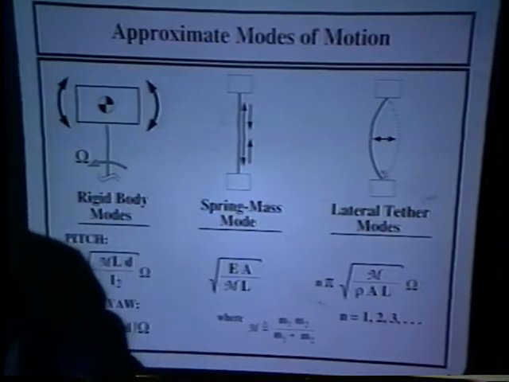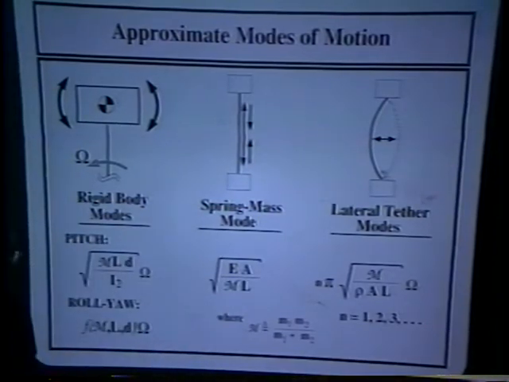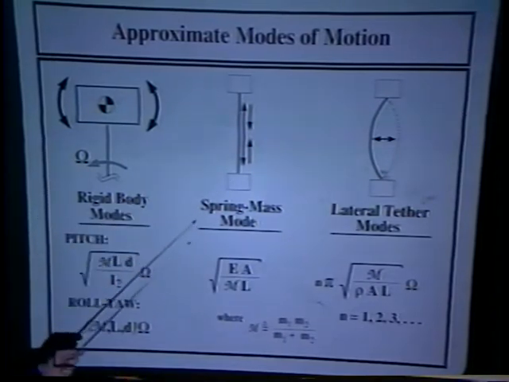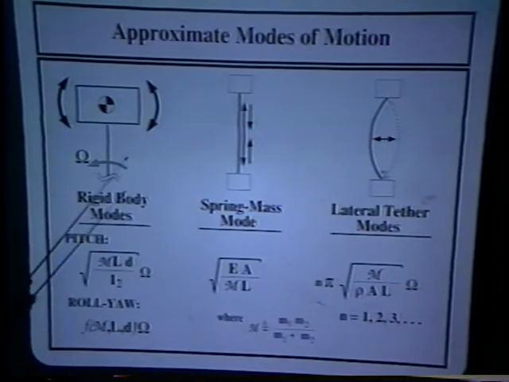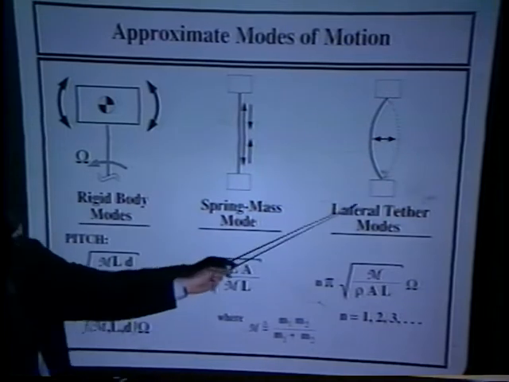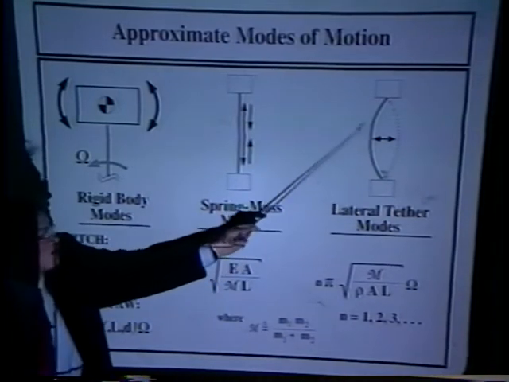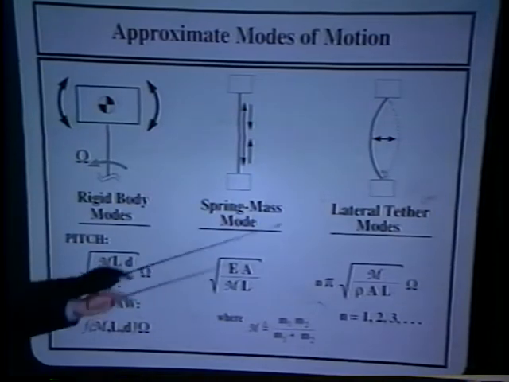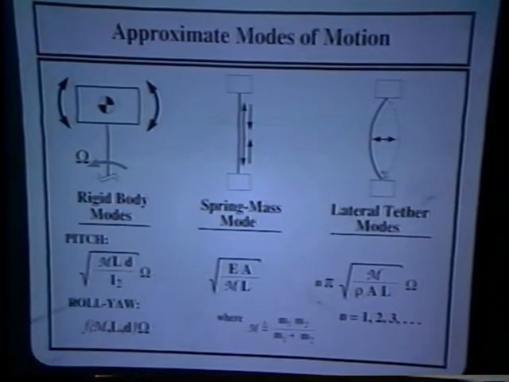And the major motions occurring can be divided into three classes. The first being the rigid body modes of the end bodies, including pitch motion depicted here. The second being the spring mass mode, in which the tether acts as a longitudinal spring and the modules move away and toward one another. And lastly, the lateral tether modes, in which the tether vibrates back and forth much like a guitar string under the tension from the end modules rotating.